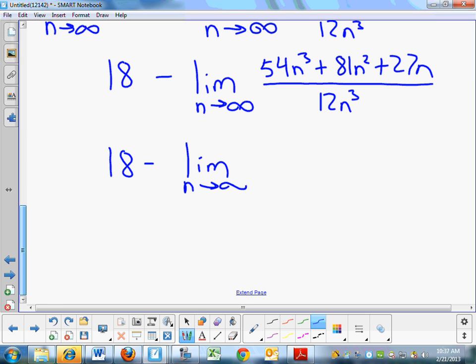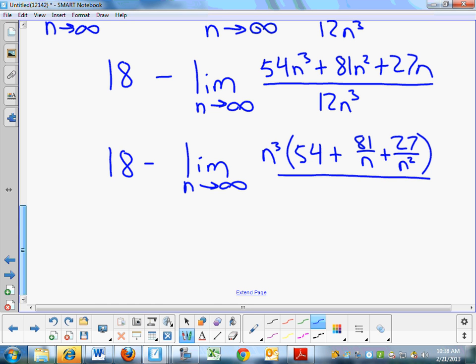So now we have 18 minus the limit as n goes to infinity. What would you want to take out of the top? Sure, we'll take out an n cubed. Left with 54 plus 81 over n plus 27 over n squared, over 12n cubed. What happens to the n cubes? The n cubes will go away. What happens to 81 over n and 27 over n squared? They go to 0. Thank you for saying they don't just go away. They do go to 0. You're left with 54 over 12. So 18 minus 54 over 12.